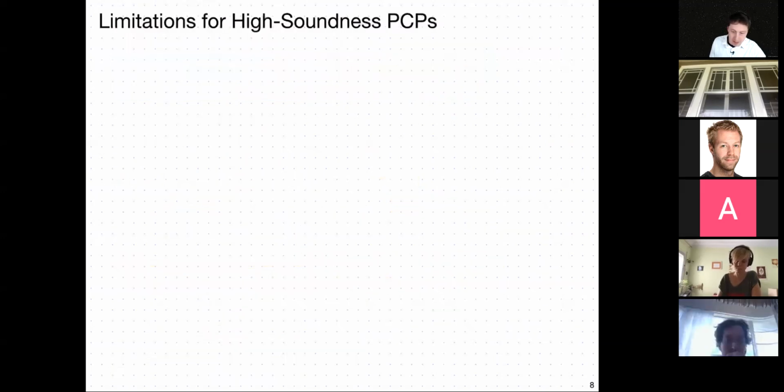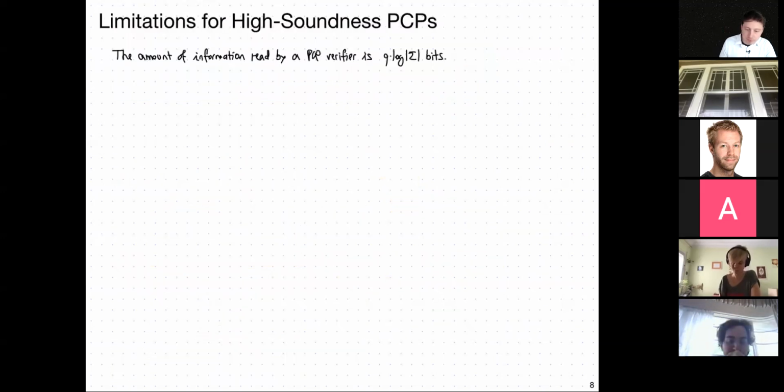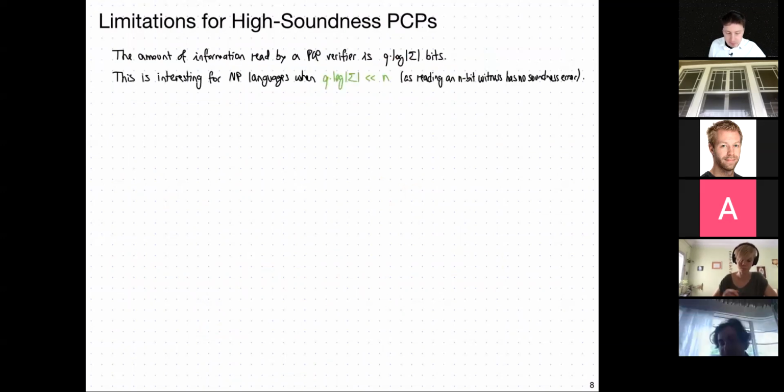Okay. So the amount of information that is read by a PCP verifier is Q log sigma bits, right? That's what it does. In particular, we should be thinking that we want to impose limitations in a regime where Q log sigma is much less than n. Otherwise, if you can encode an entire satisfying assignment in Q log sigma bits, then of course you can have, for example, soundness error 0, right? Because you just read the entire assignment.